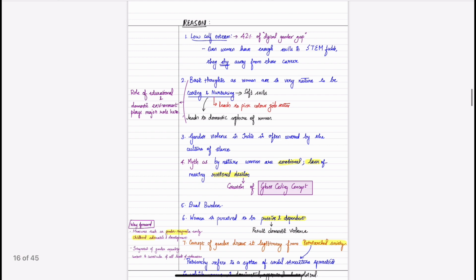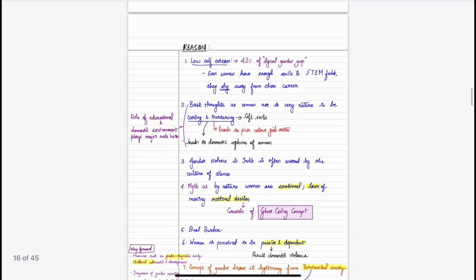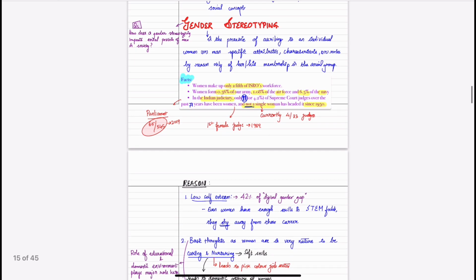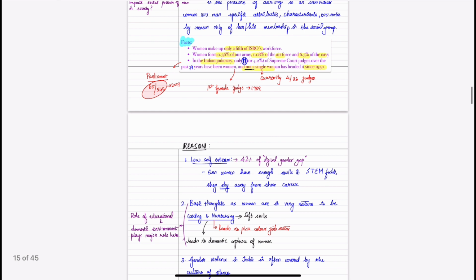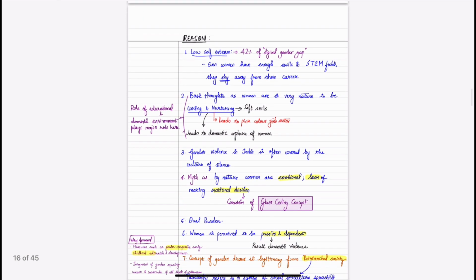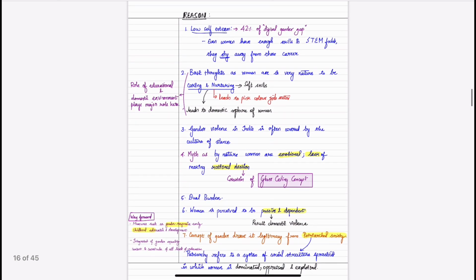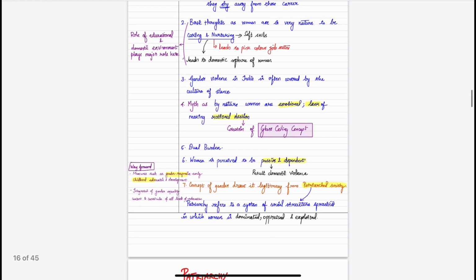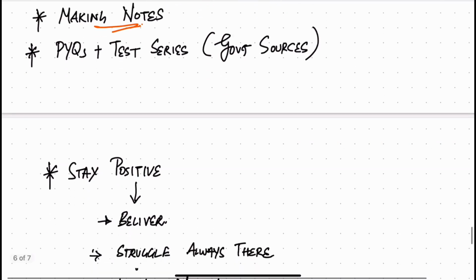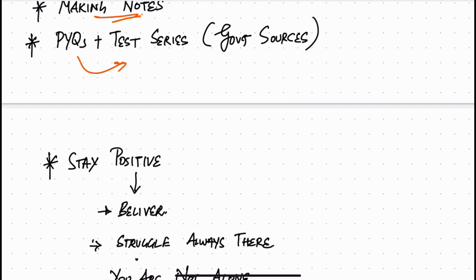The notes also mean answer writing. Suppose I already told you, right? Gender stereotyping: I gave you what questions can be asked, what is the meaning of gender stereotyping, what are the facts about it, what are the reasons. I'll give you more than 5 to 10 points. I'm not going to write everything, but if I read 10 points, then only I'll remember 3 to 4 points. That's the purpose.